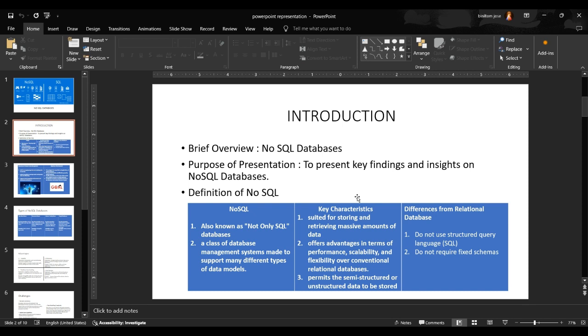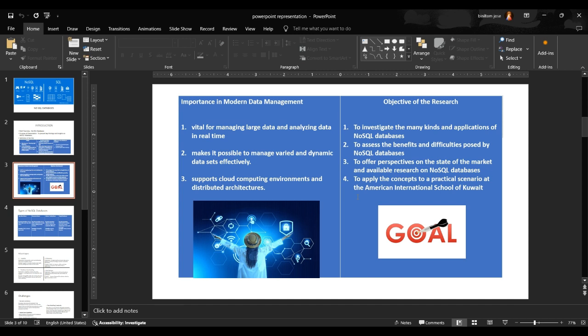The key difference which I would like to pinpoint, which I found out from the researchers, is that in contrast with relational databases, they do not require a structured query language or SQL. And the second thing is they do not require any fixed schema.